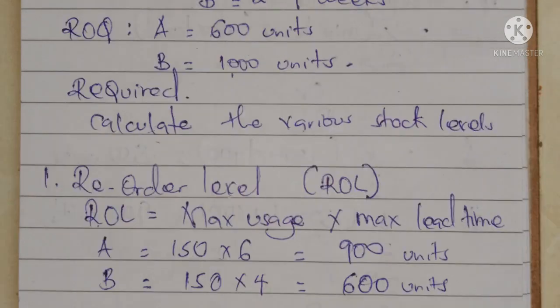Then for product B, the maximum usage is still 150. And for the maximum lead time, product B had a lead time of 2 to 4 weeks. Therefore, the maximum lead time is 4 weeks. And when we multiply 150 times 4, we get 600 units. And those are the two reorder levels for the two products, product A and B: 900 units and 600 units.